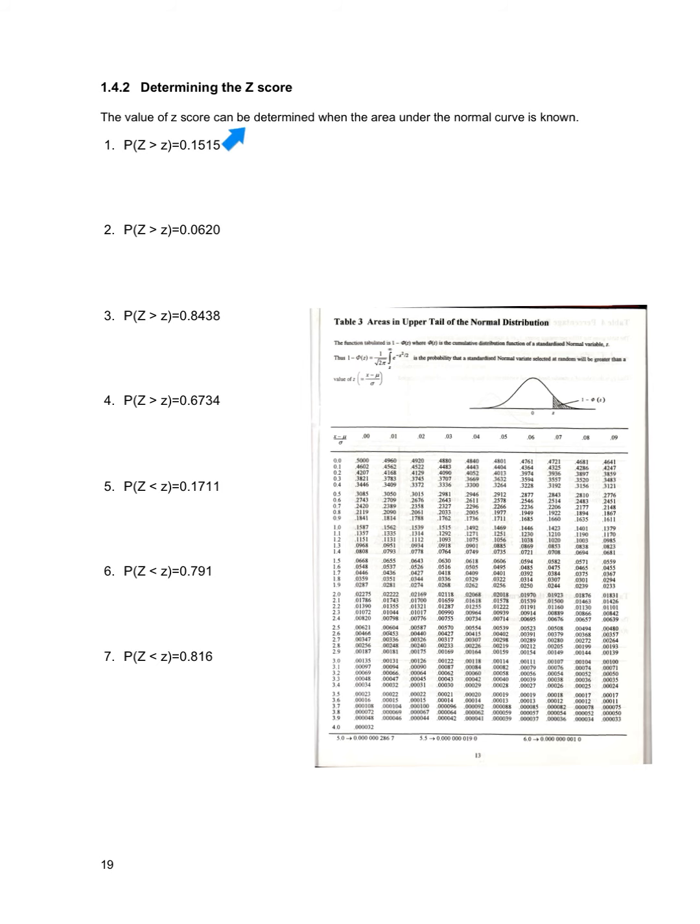The value of z-score can be determined when the area under the normal curve is known. Area under the normal curve is known here means the value of probability lah. So the probability is given and we want to find the z value. For example number 1, probability of z greater than z value is equivalent to 0.1515.